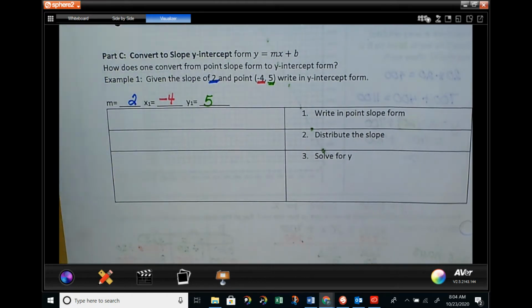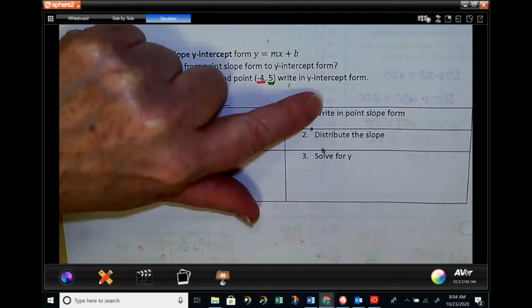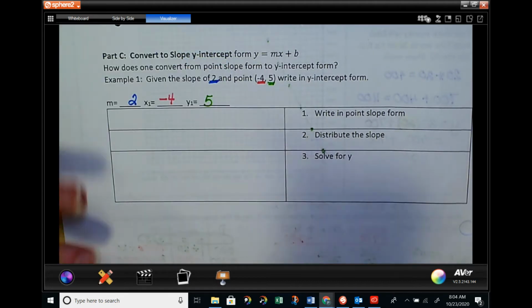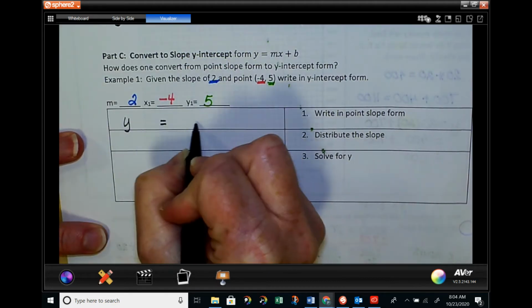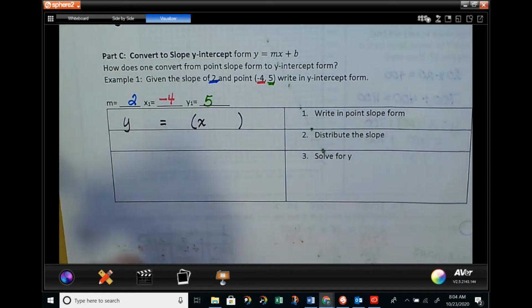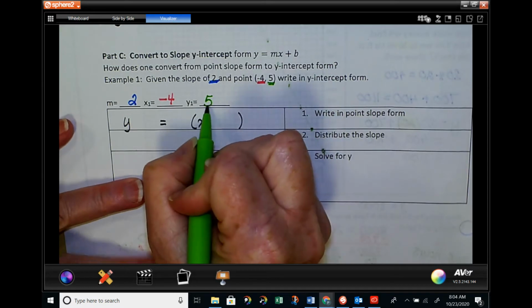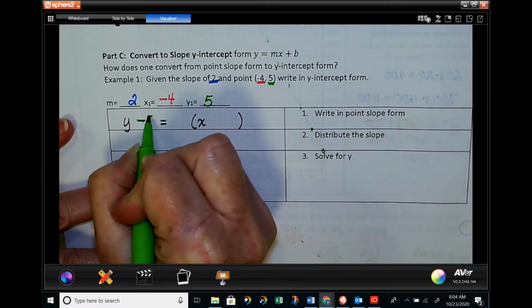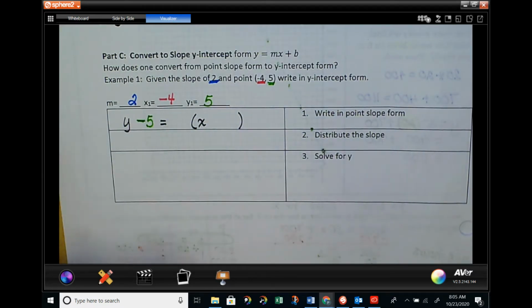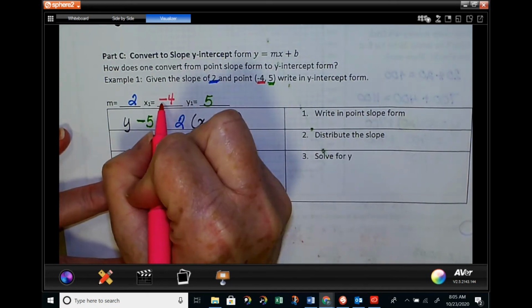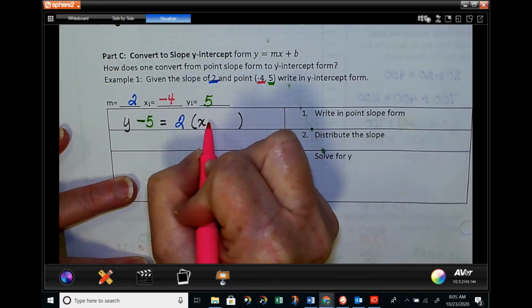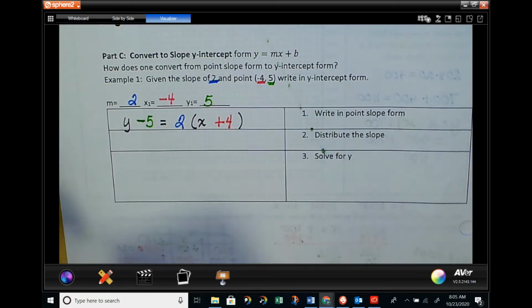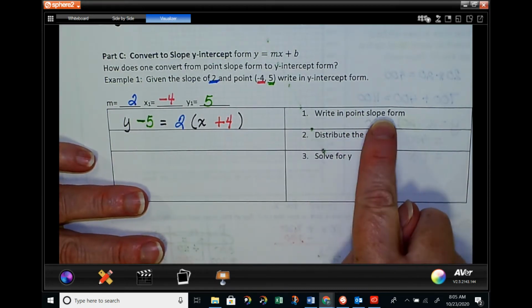the point. So the first step here, and I've written down steps for you, is to write in point slope form. So y is equal to, and then x. And now we got to plug in all that stuff. So the opposite of my y value is -5, and then my slope is 2, and then the opposite of your x value, the opposite of -4, is +4. So now I've got step 1 done. I've written in point slope form.